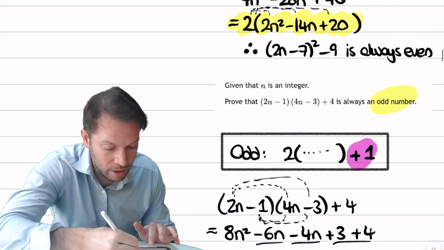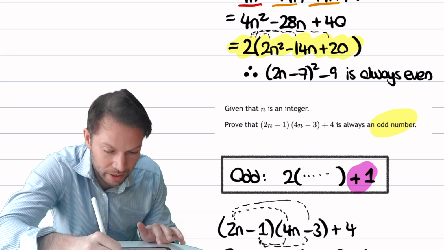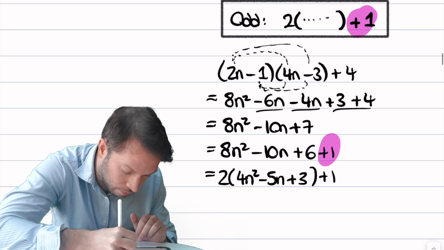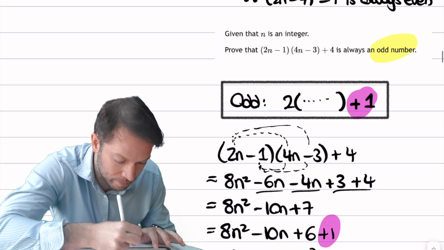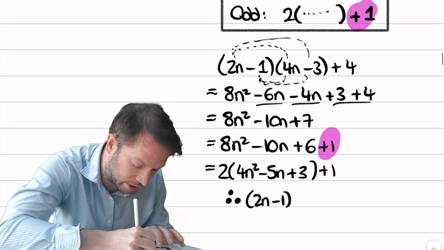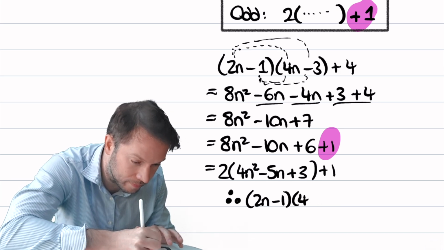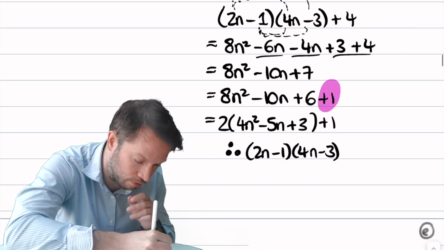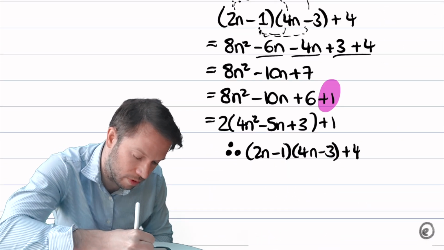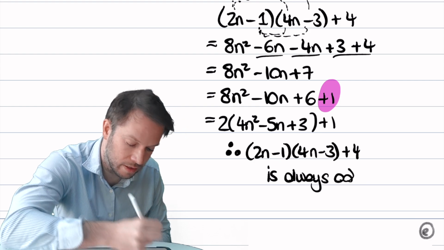And as I said before, because it's a prove that question, prove that blah is always an odd number, I can just write that. So therefore symbol, 2n minus 1, I'm just copying what's at the top, 4n minus 3. Sorry, that's minus 3. Plus 4 is always an odd number, so is always odd. And we're done.